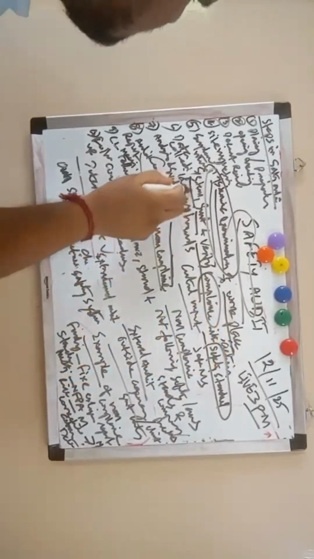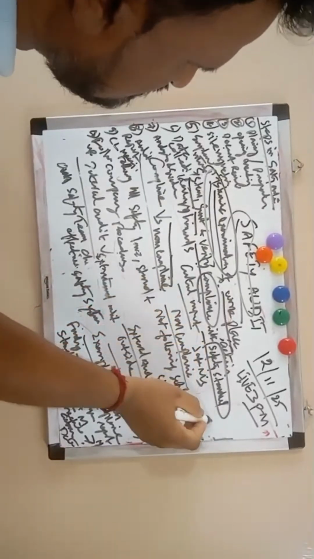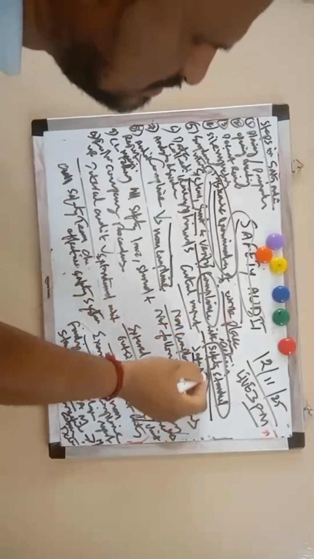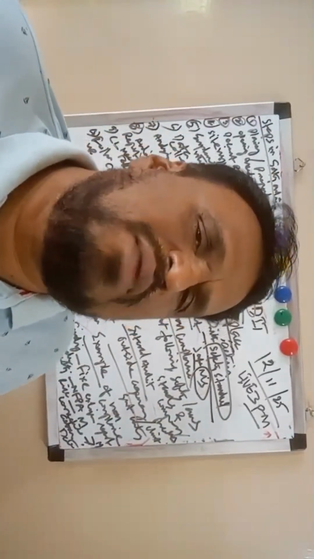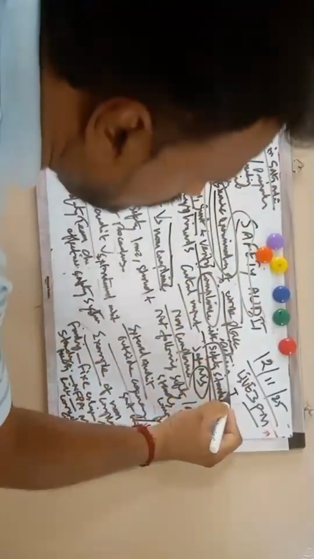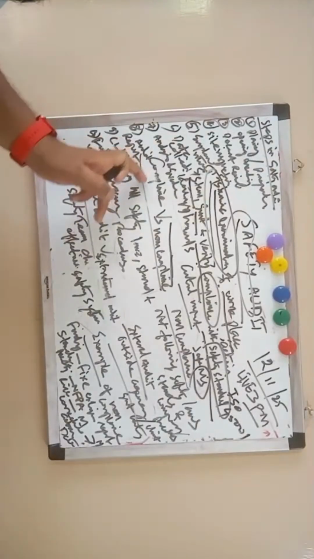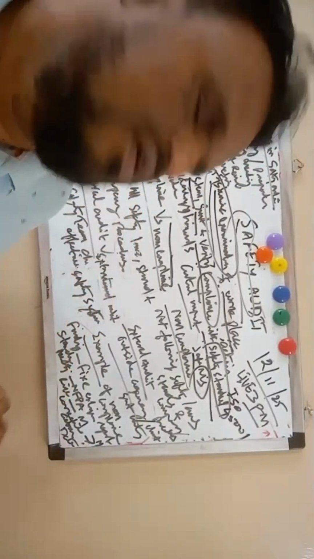Safety audit is a systematic verification of the workplace, system and environment, verifying the compliances with the safety standards of management systems. Safety standards of occupational health and safety management systems. What is that? ISO 45001, the occupational health and safety management systems standard.